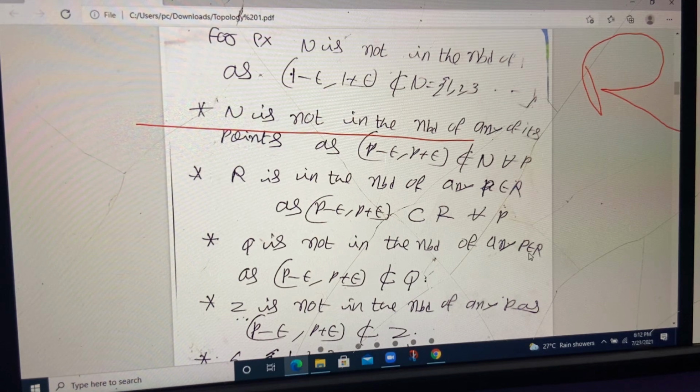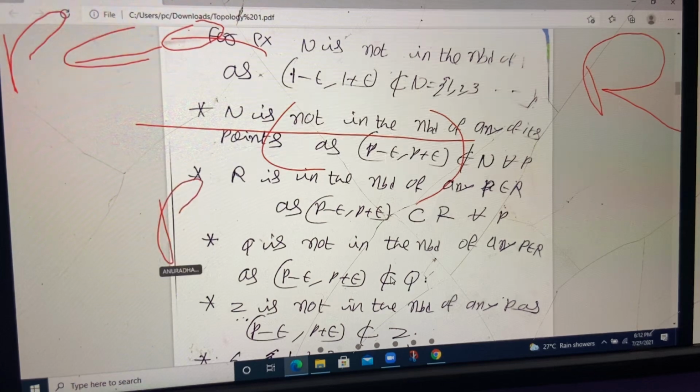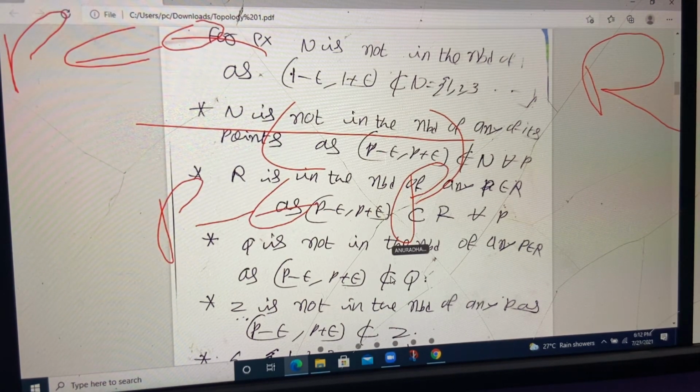So here we say that this open interval, if you take any number, any rational number, then when you take the neighborhood P minus epsilon and P plus epsilon, what is a rational number? It is a number which can be written in the form P by Q.